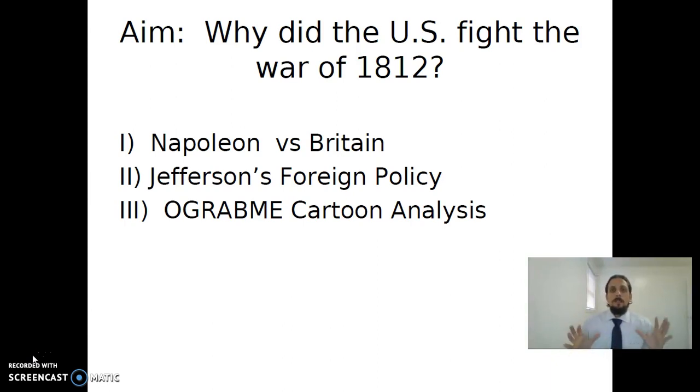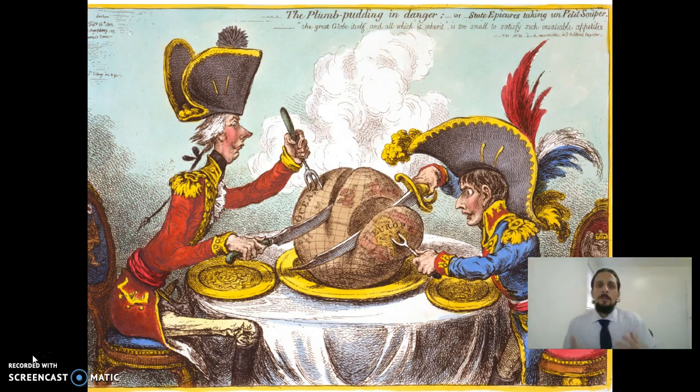What we're going to talk about first is Jefferson's foreign policy, and some of these things are causes of the War of 1812. We're going to start with some of the historical context, and look at what's going on in Europe and how that carries over into North America and influences our foreign policy. First, we'll look at what's going on between Napoleon in France and Britain and the rest of European society.